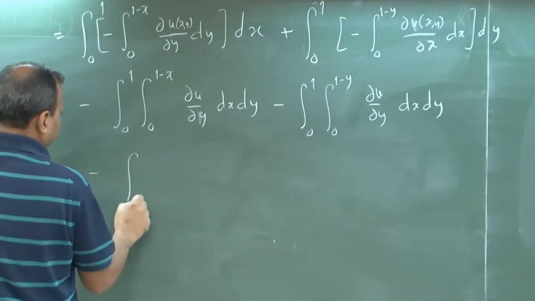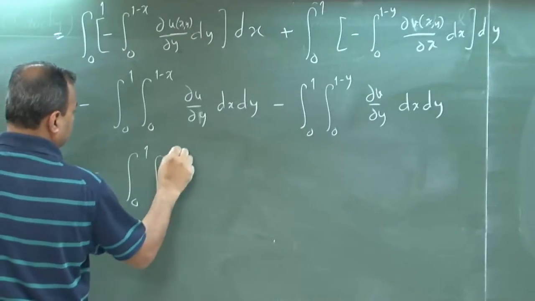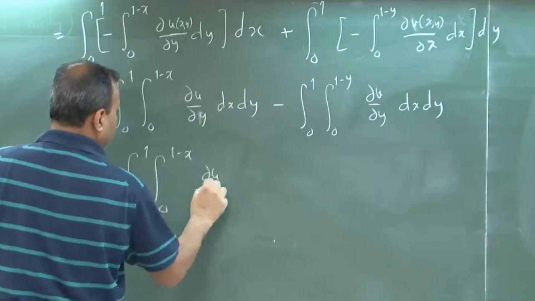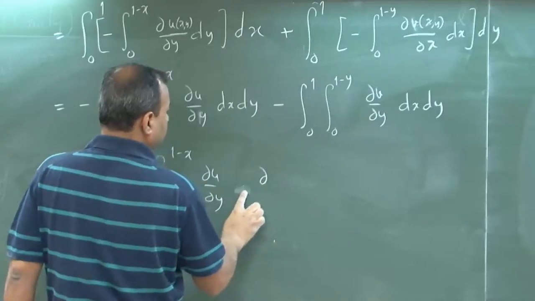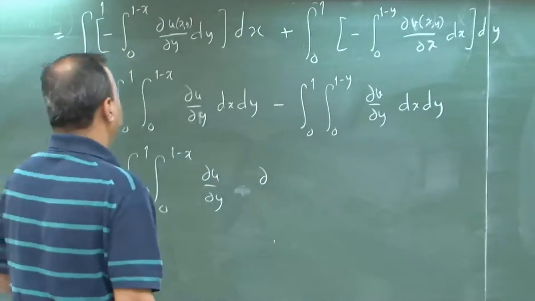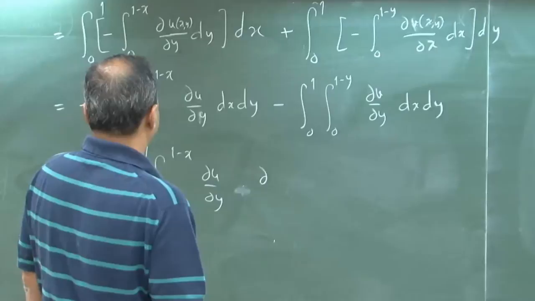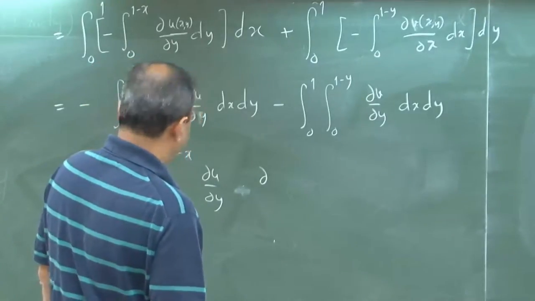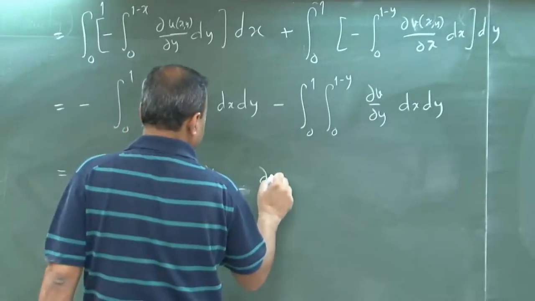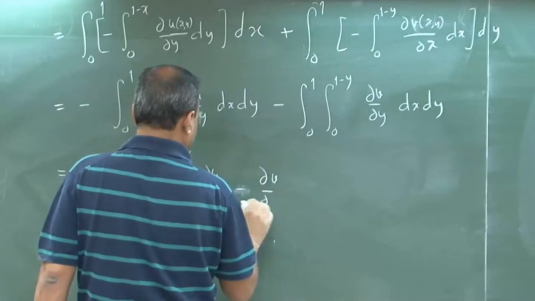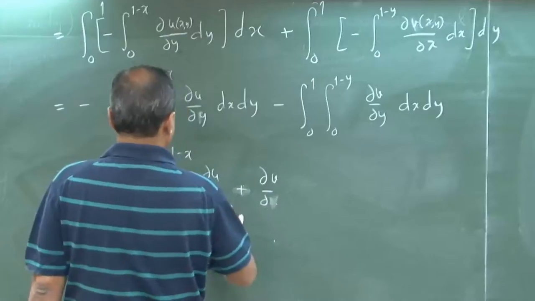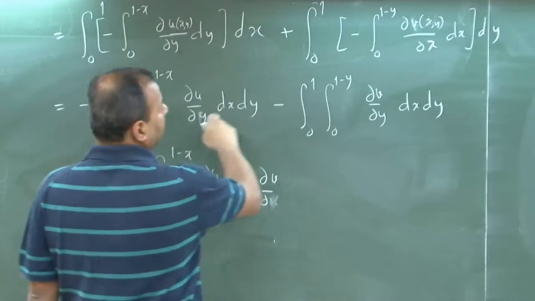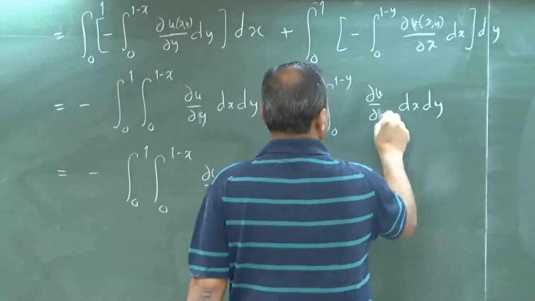I can see where we are going. There is this problem with sign somewhere. No problem. There is a problem with sign. Del u by del y, this should be del v by del x. Okay.